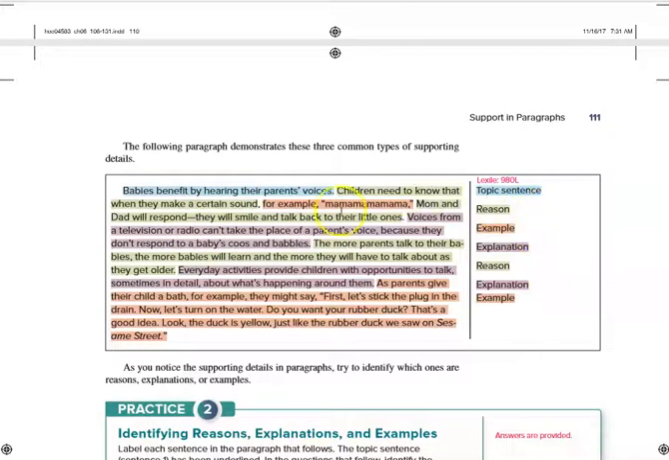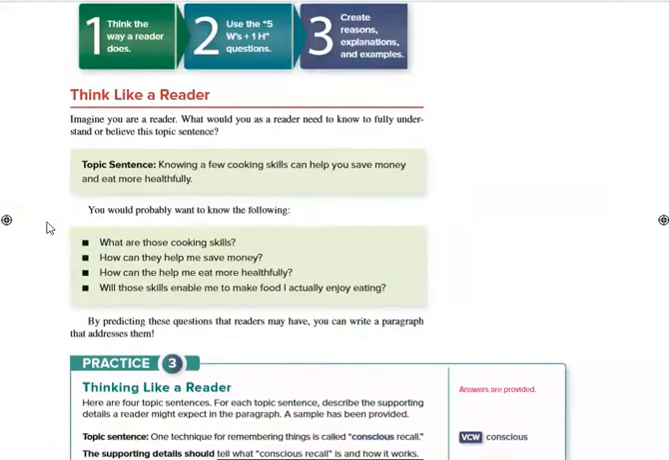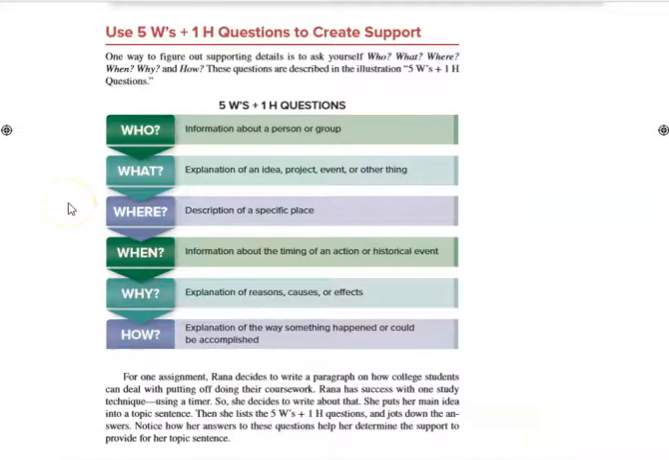If you think this way about your own writing, you can more easily develop content that supports your topic sentence. If you think this way about what you read, you'll be much more likely to figure out what the support is and what the main idea of the content that you read is. As the chapter continues, we'll get into how to create support for your own paragraphs and how to use questioning to create that support.